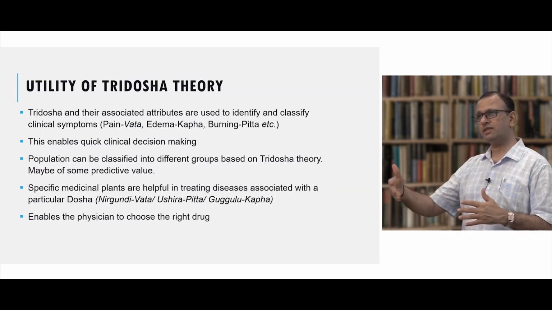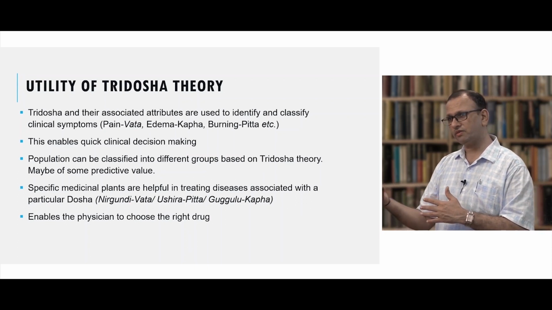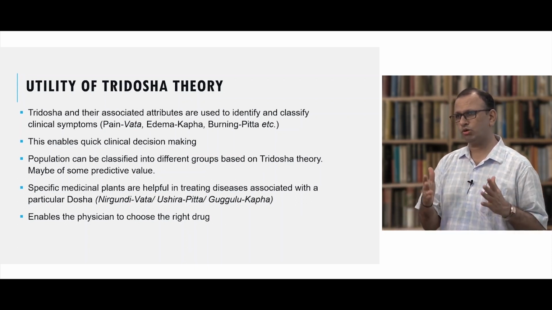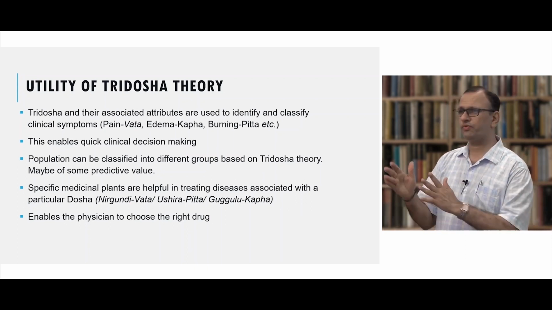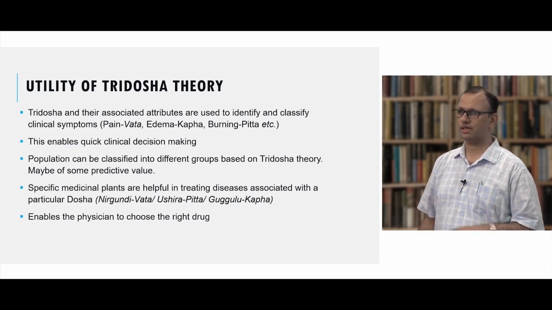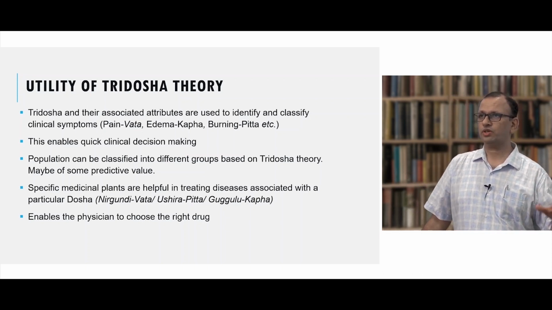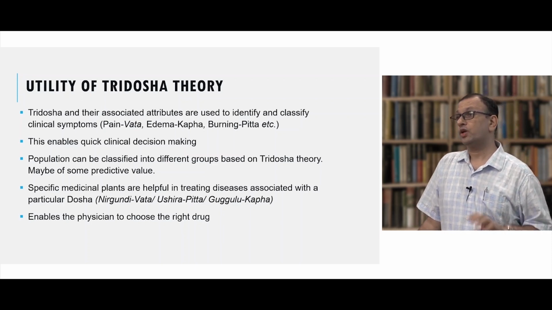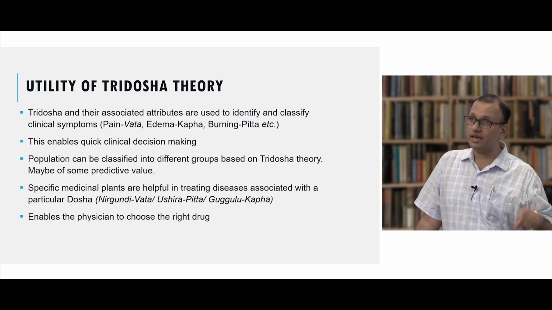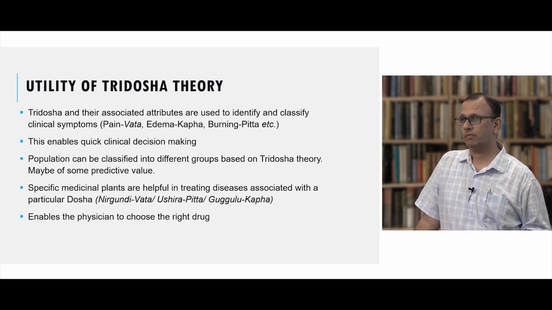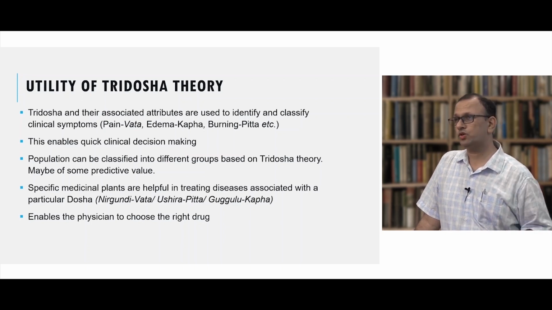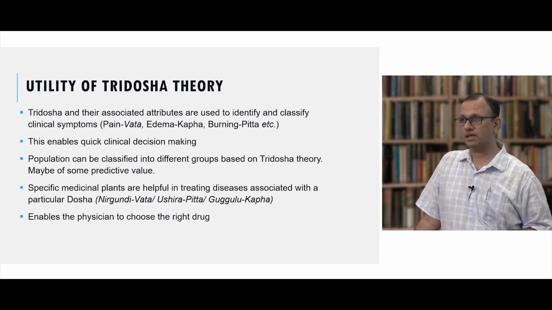So before discussing the limitations, we will talk about the utility. This Tridosha theory is definitely of importance. There is no doubt about it. Tridosha and their associated attributes are used to identify and classify clinical symptoms. For example, itching is due to kapha. Edema is due to kapha. Pain is due to vata. Burning is due to pitta, and so on. Right? So this enables quick clinical decision making.